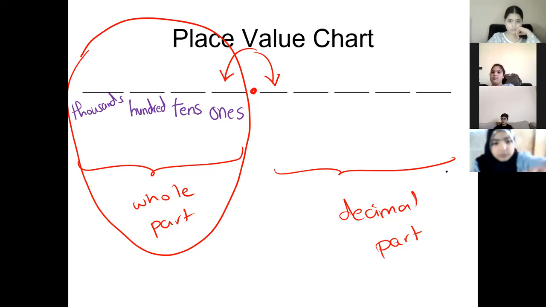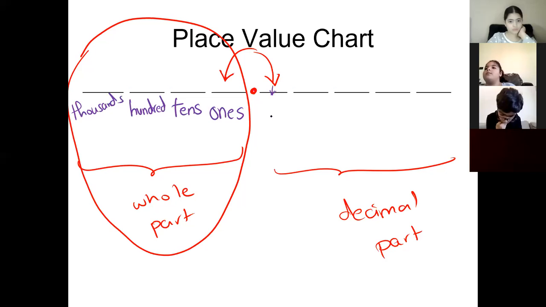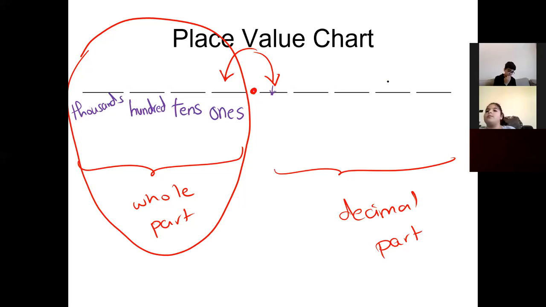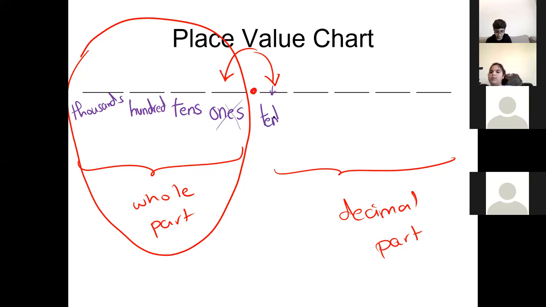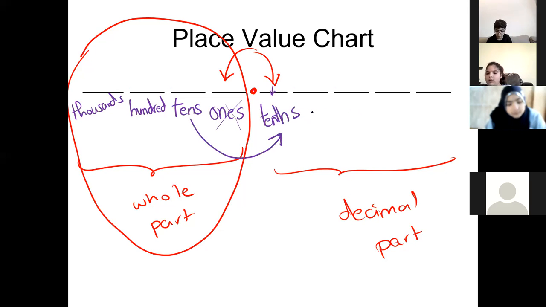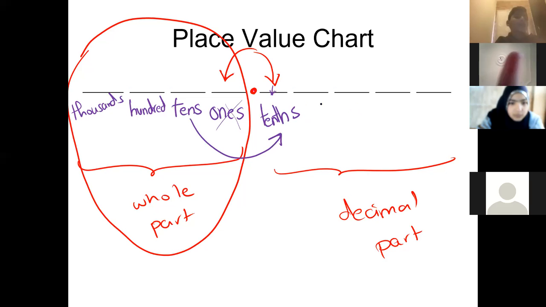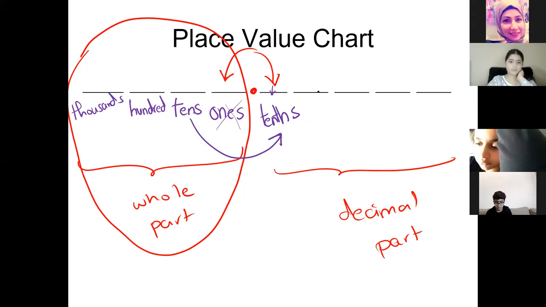Now the decimal part. What is the place value of the first digit in the decimal part? Excellent. There is no ones. It's not like a whole number. No ones. We place 10 at the end with th, so it becomes 10th. Then what is the place value of the next digit? 10th, then what? 100th. Bravo.